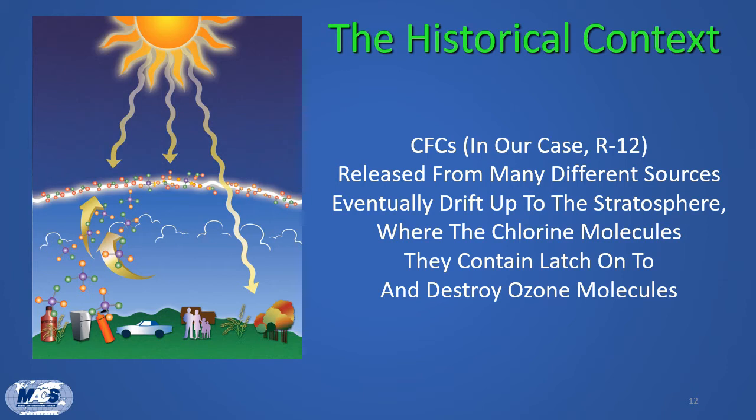CFCs released from air conditioning leaks and service, aerosol spray cans, and even household refrigerators and bromine pesticides can make their way up to the stratosphere. Over time, this destruction of stratospheric ozone allows ultraviolet radiation from the sun to reach the surface of the Earth, where it can cause damage to plants, crops, animals, and also to people.